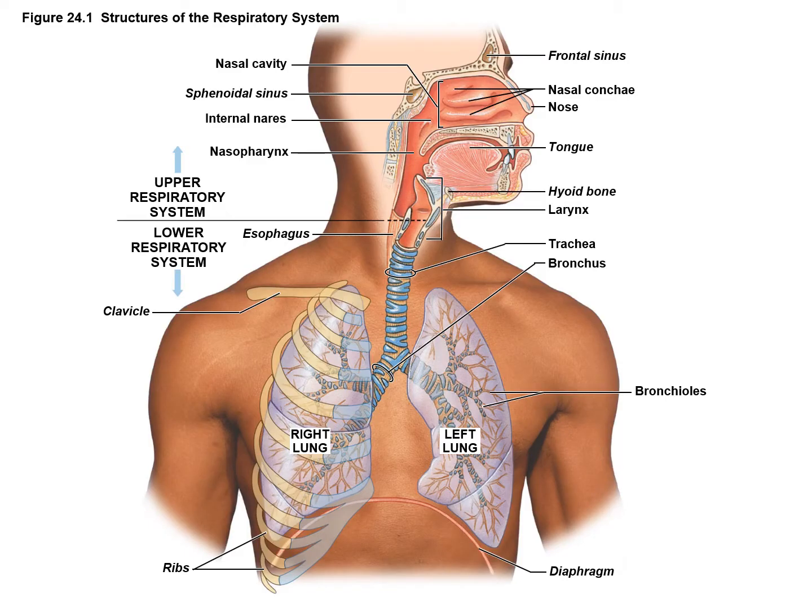Here we can see a nice diagram of the upper and lower respiratory system. And we can notice again the division between those 2 branches is going to be at the larynx, where it's going to actually just become respiratory only.